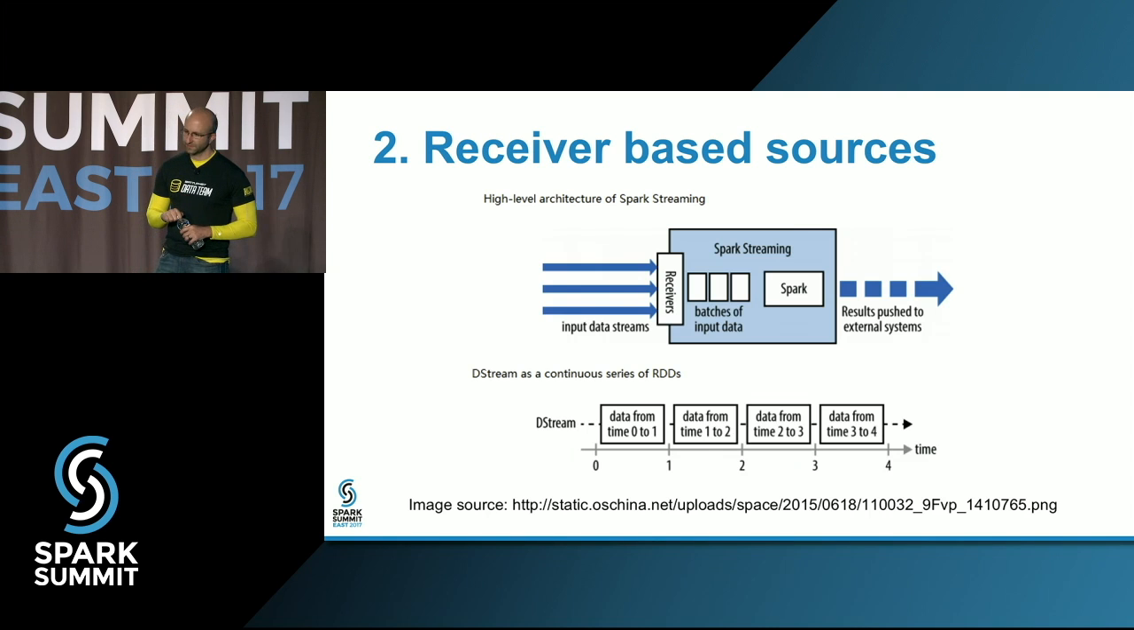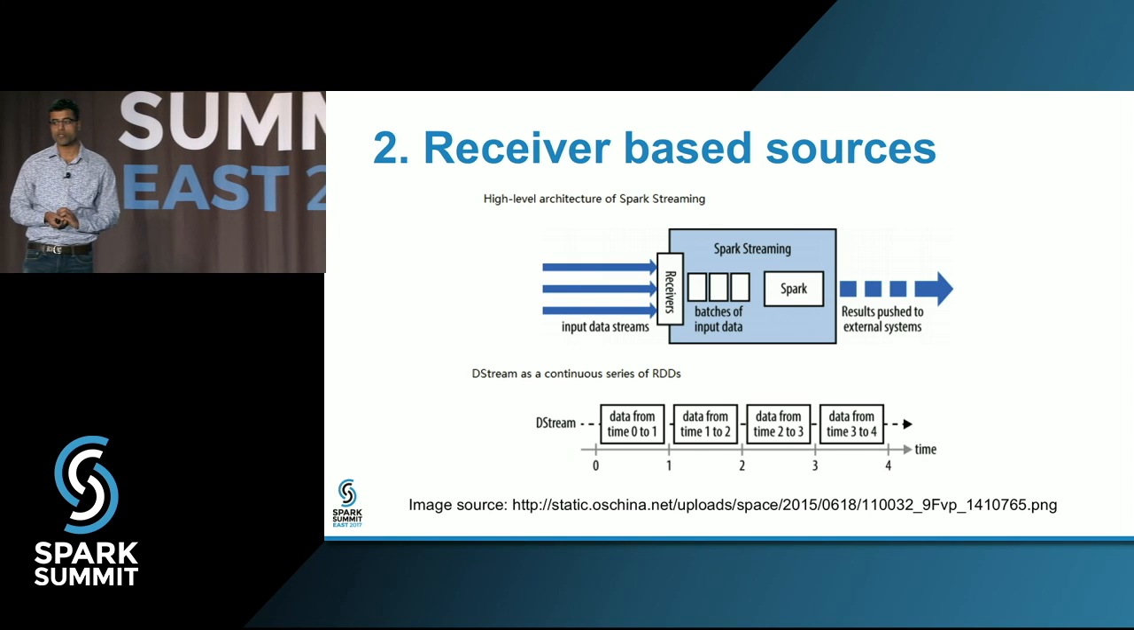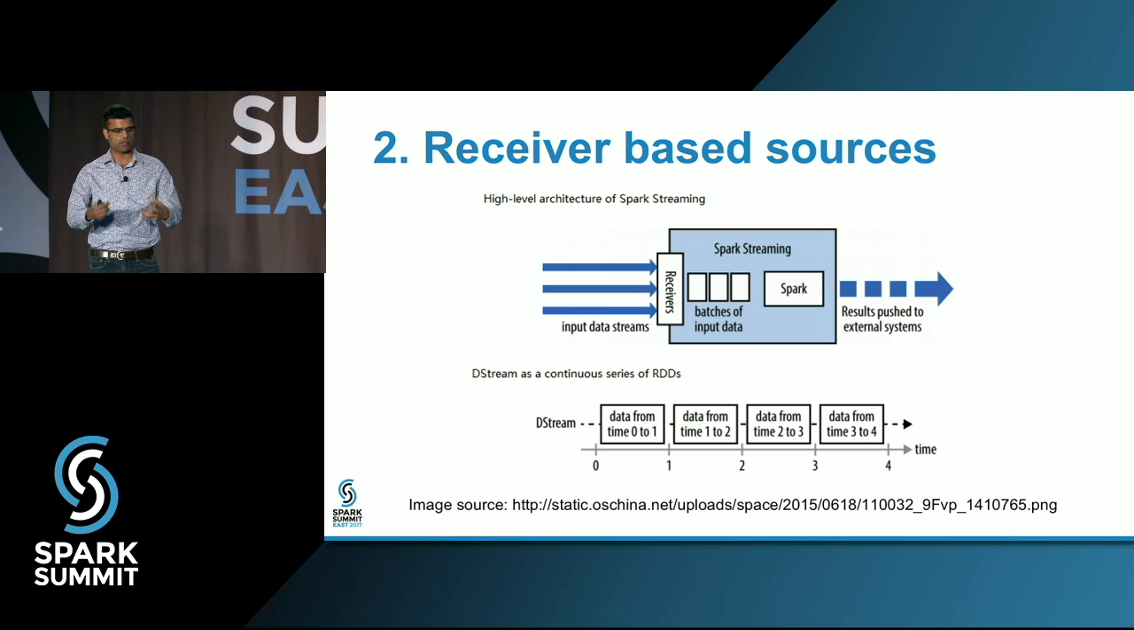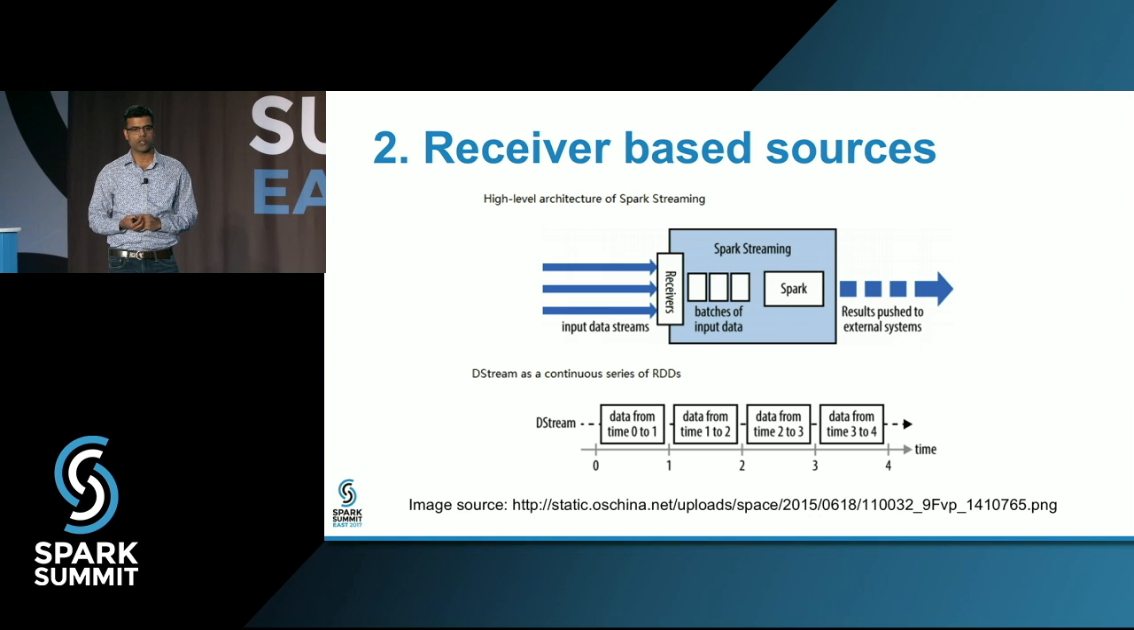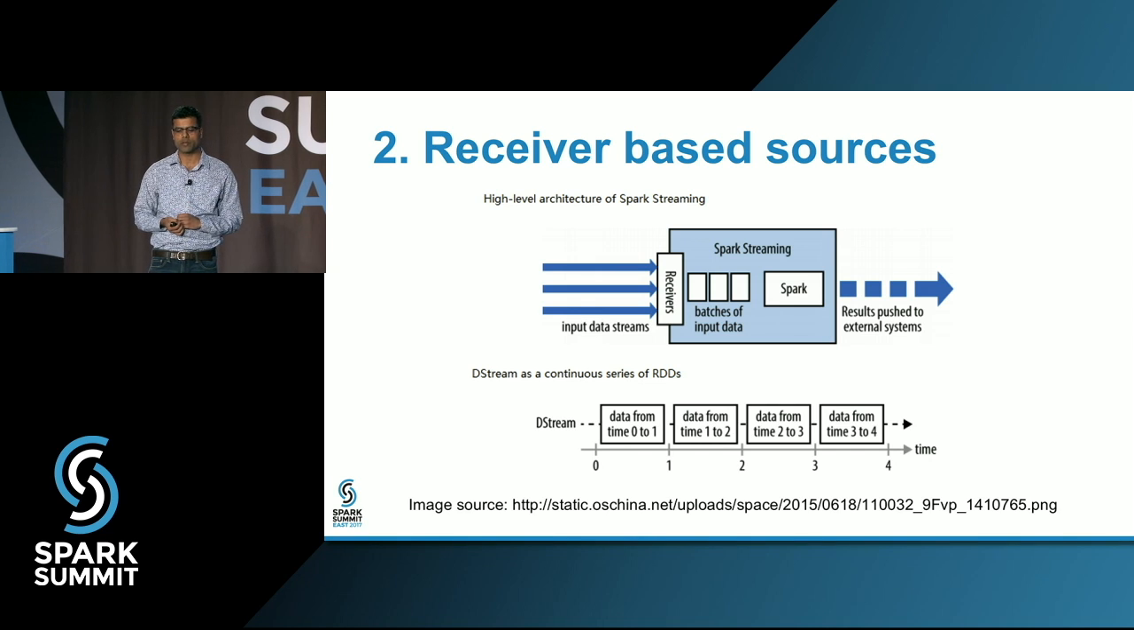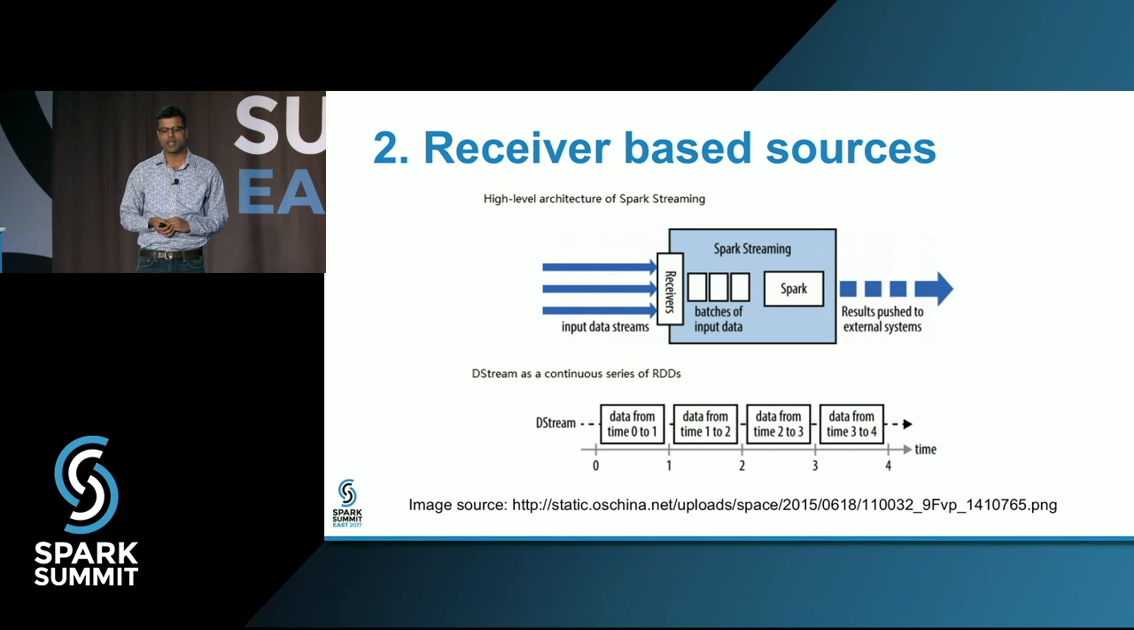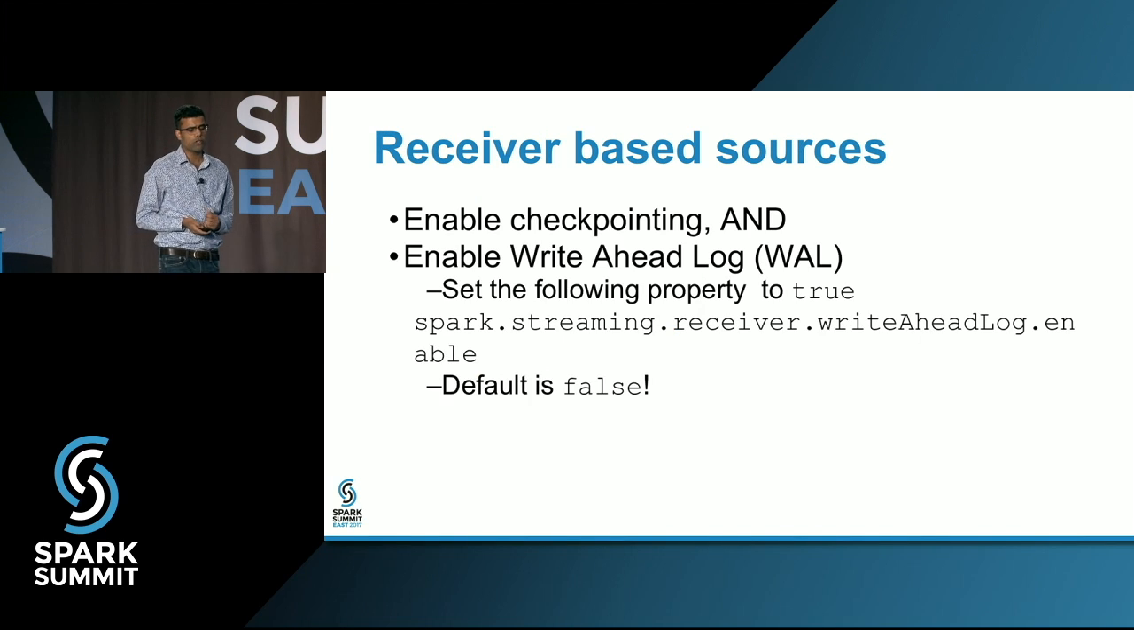Fair enough. All right, so the next category of sources is receiver-based sources. In this, you have a separate executor or small set of executors whose sole purpose in life is to get data from the input data streams. And then they produce batches of data that is then used by other executors to process and do whatever they want to do. In receiver-based sources, if you want to prevent data loss, you have to do two things.